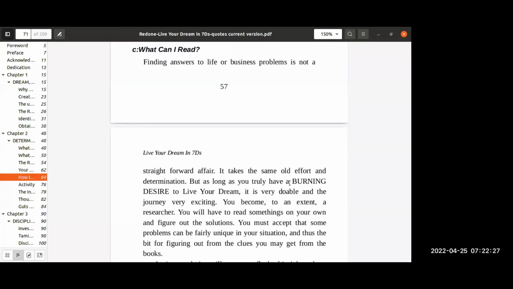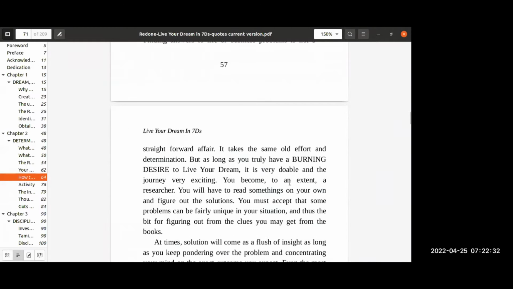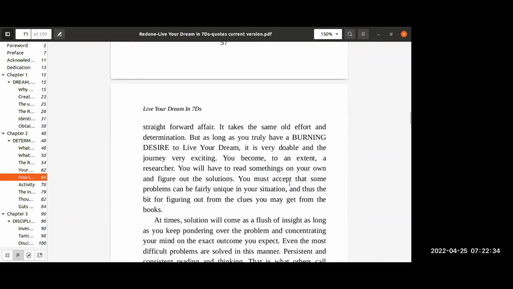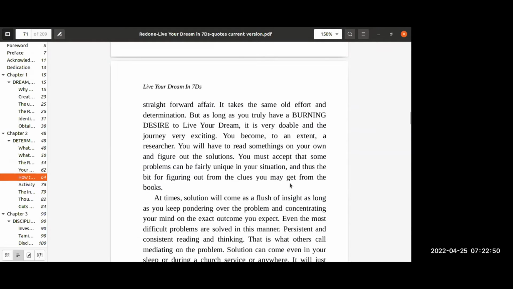What can I read? Finding answers to life or business problems is not a straightforward affair. It takes the same old effort and determination. But as long as you truly have a burning desire to live your dream, it is very doable and the journey very exciting. You become, to an extent, a researcher. You will have to read some things on your own and figure out the solutions.